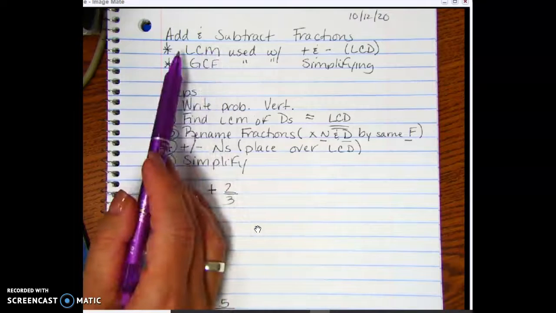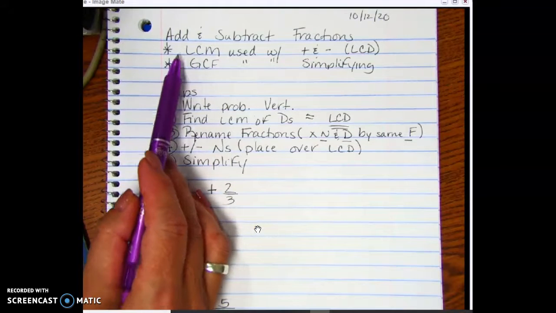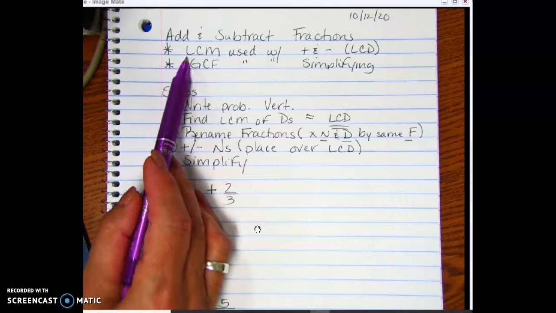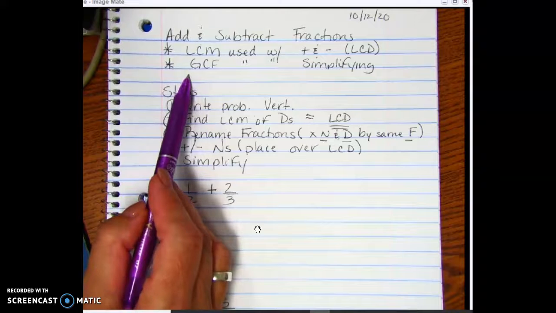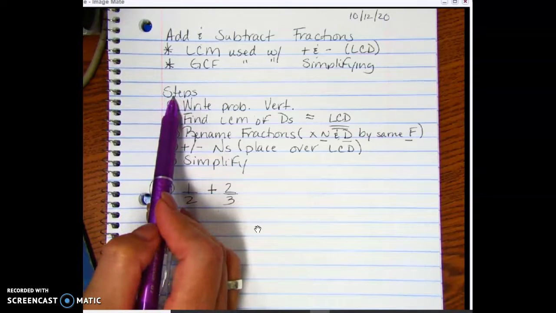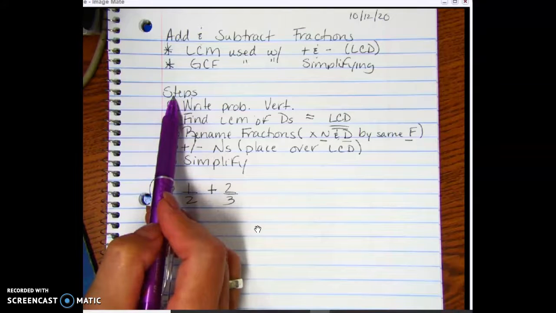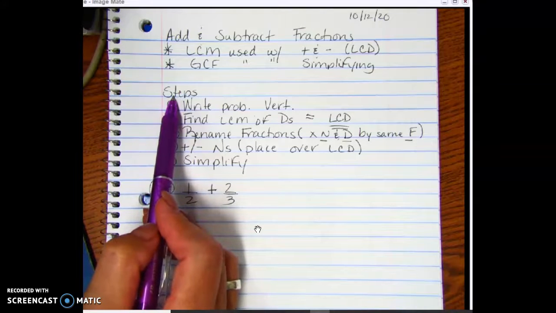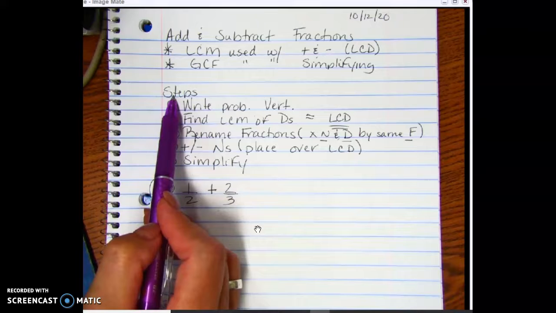Please make sure not to get these two confused, as they easily are. One is used for the denominator and one is used to simplify. Now there are steps when adding and subtracting fractions. As you can see, I have all my steps pre-written, but you can stop, write them up, and then pay close attention as we go.